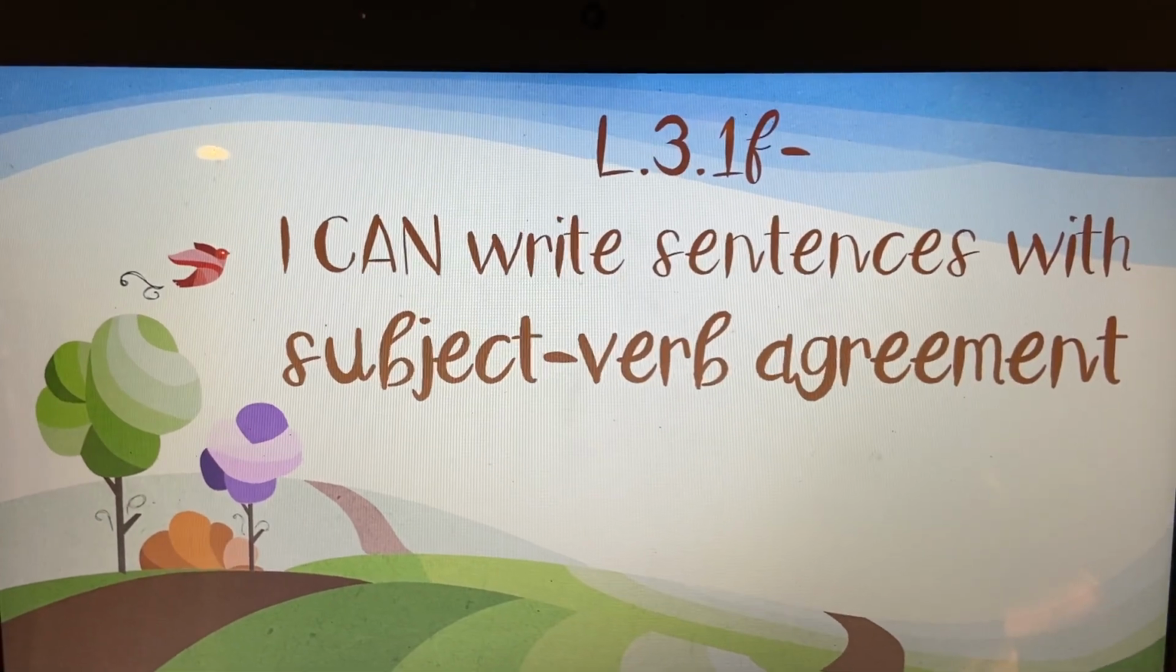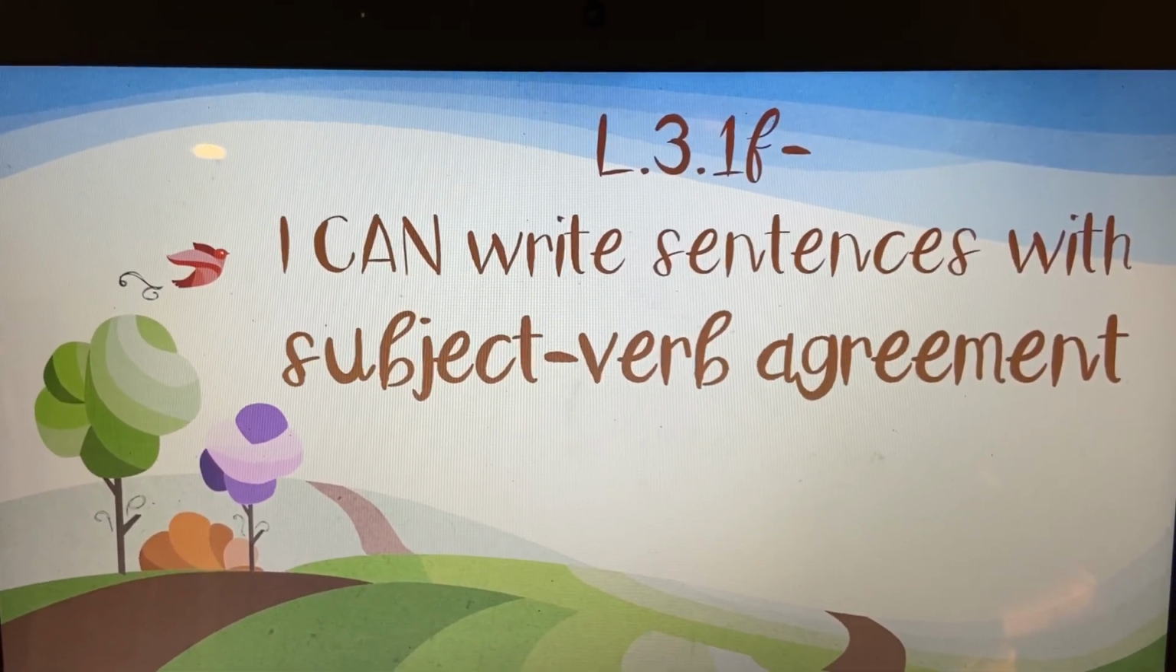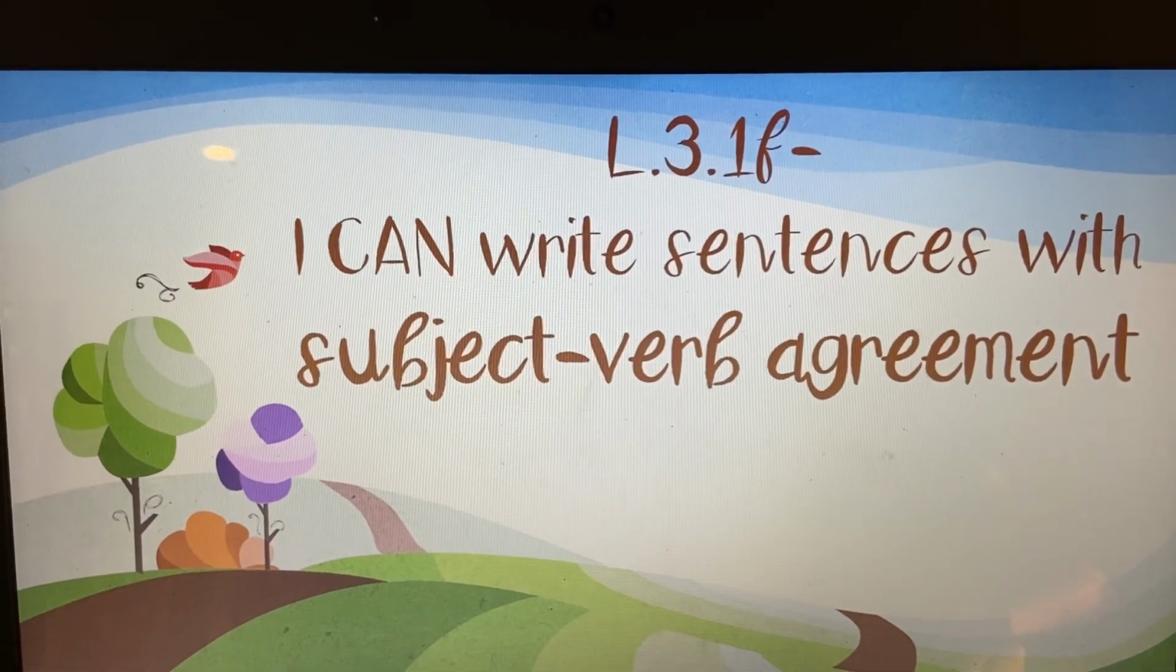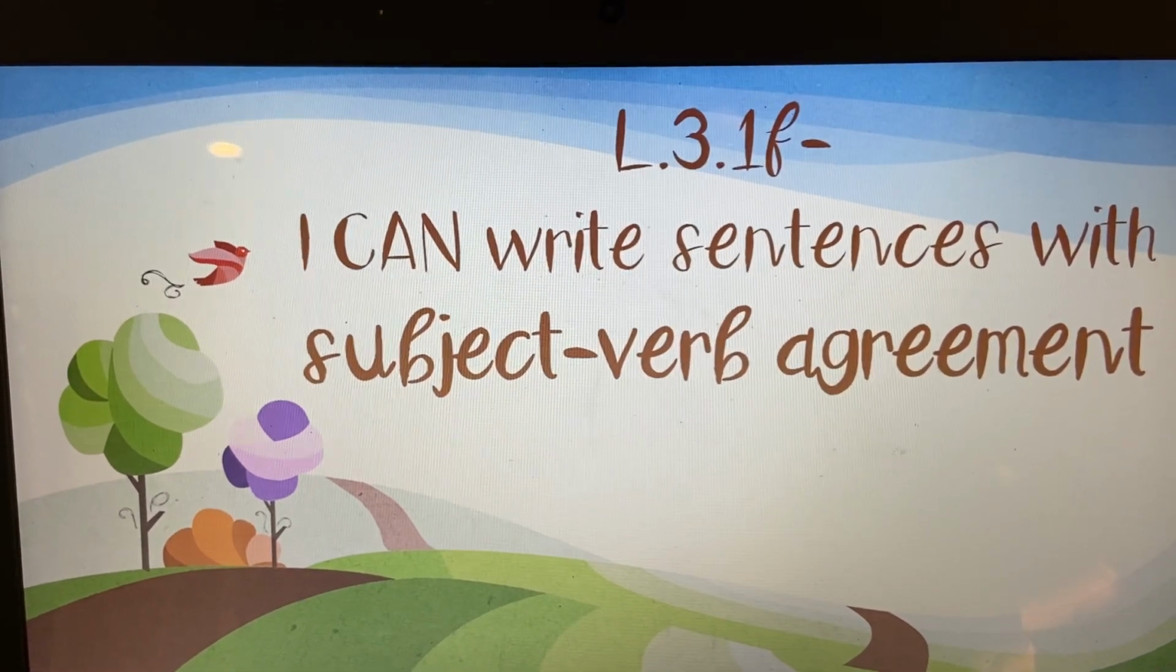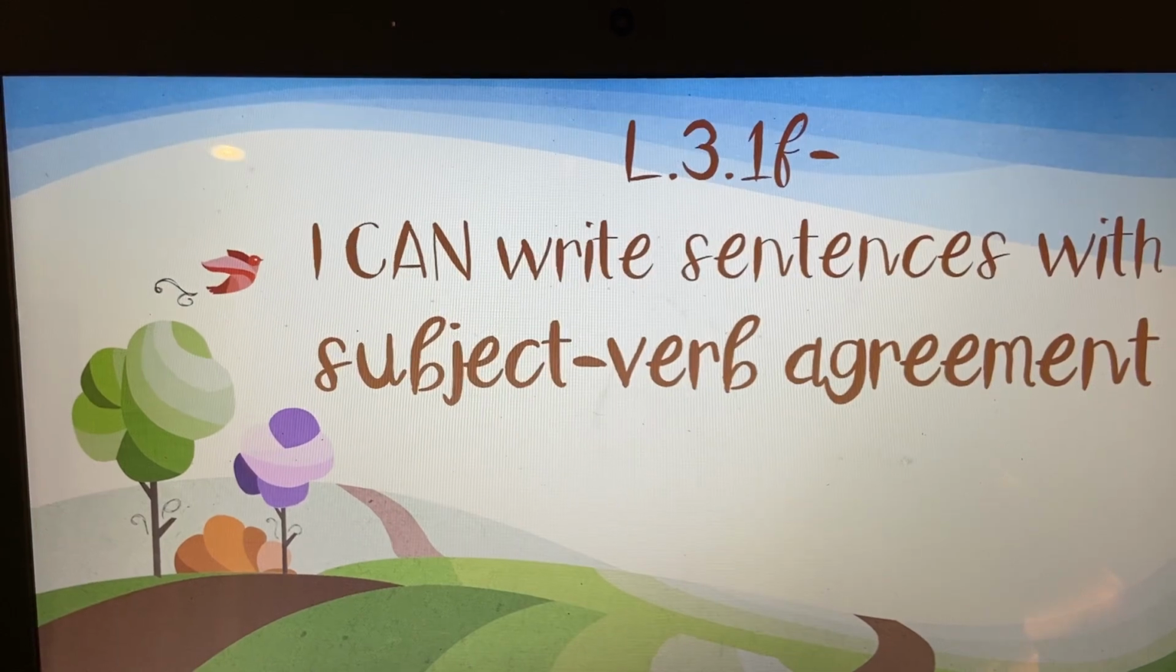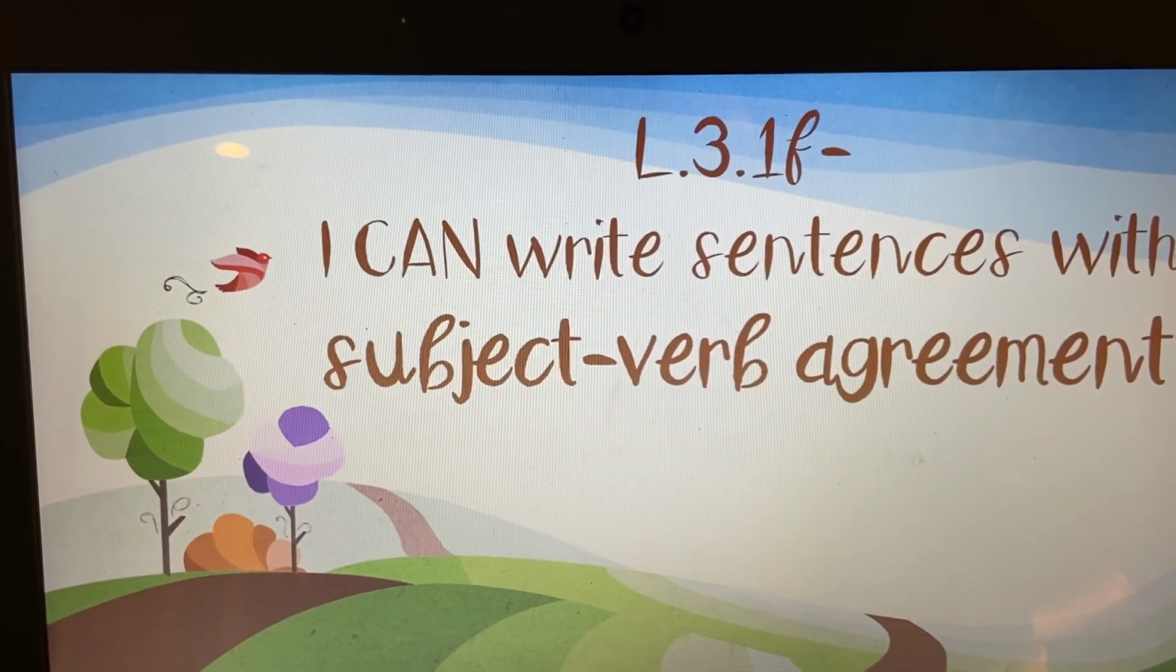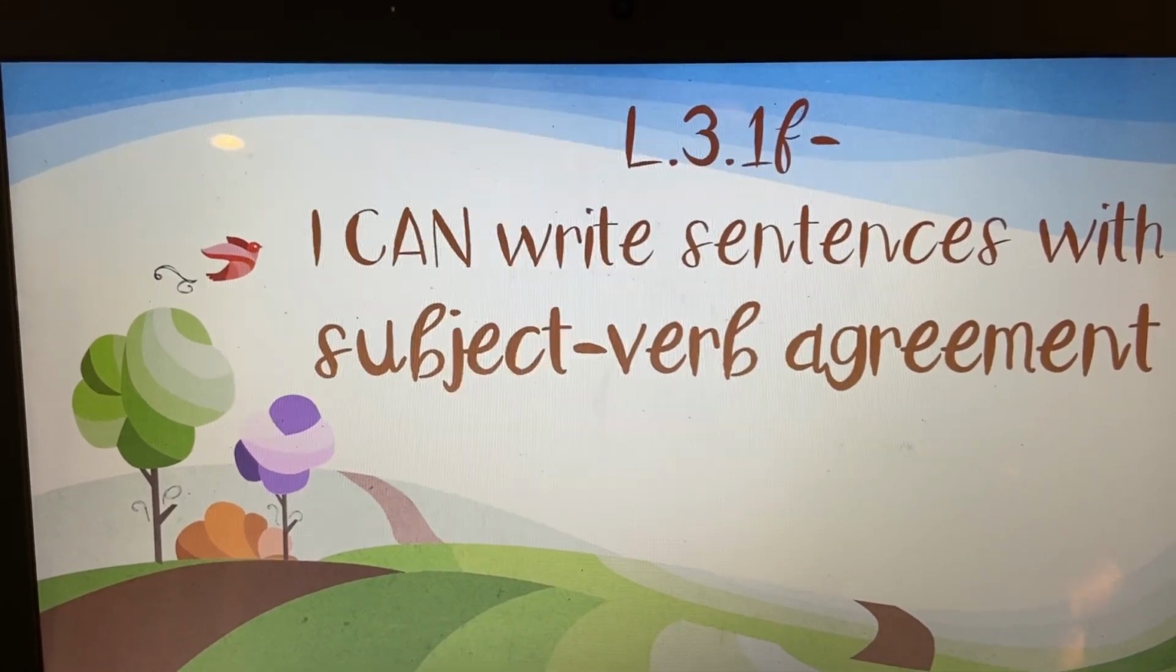Hey, third grade. Let's talk today about subject-verb agreement. Subject-verb agreement is very important in our speaking and writing to make our sentences clear and understandable.